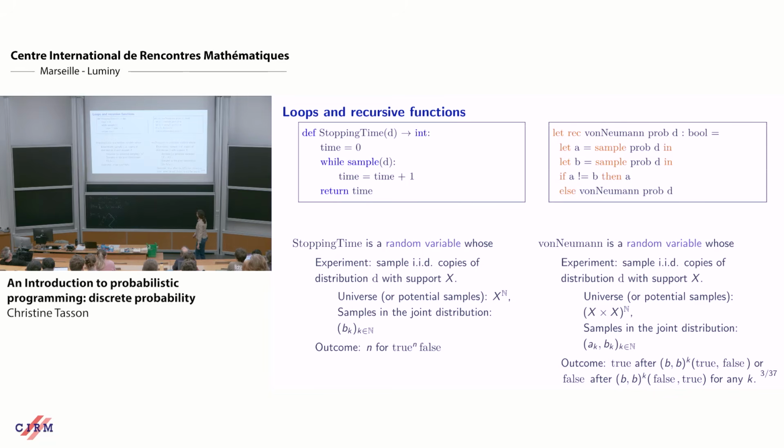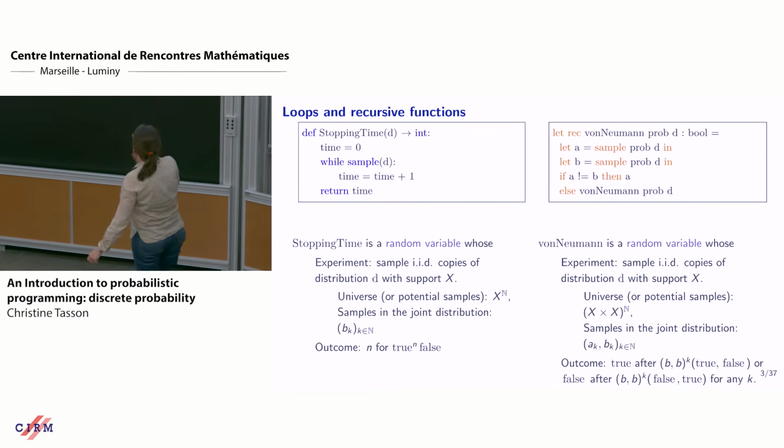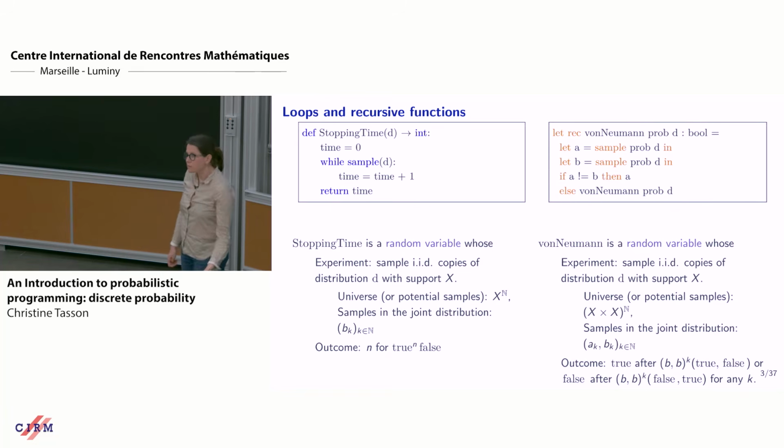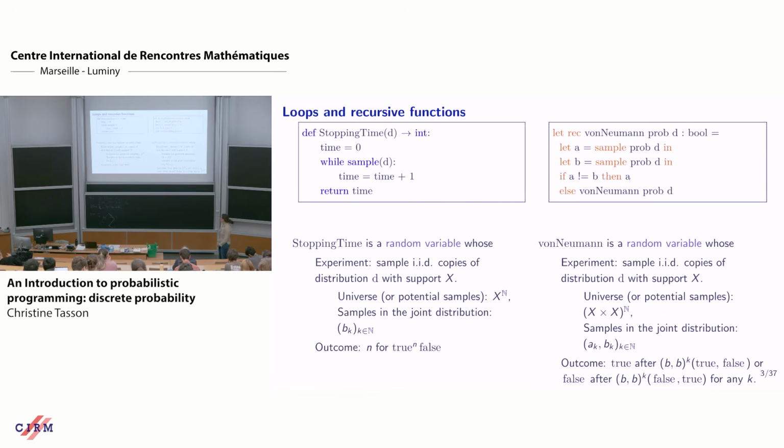For the right-hand side, I also sample IID copies. IID means independent and identically distributed. That's the same random variable that is copied. And the universe is sequences of pairs of Booleans, one for A, one for B. And because it's recursive, I will repeatedly sample twice in my distribution D. And the outcome will be true after I have sequences of pairs of the same samples, and then true, false, or false, true.